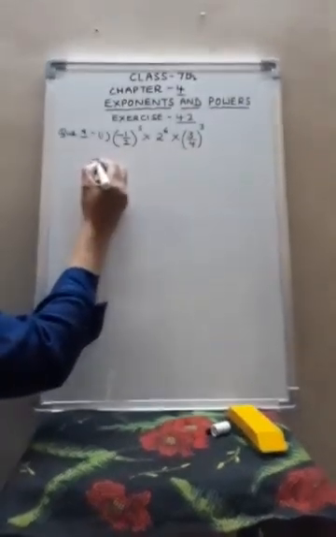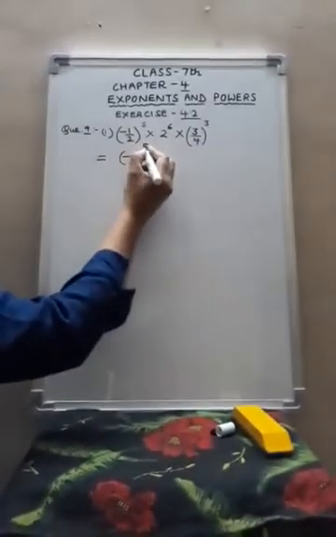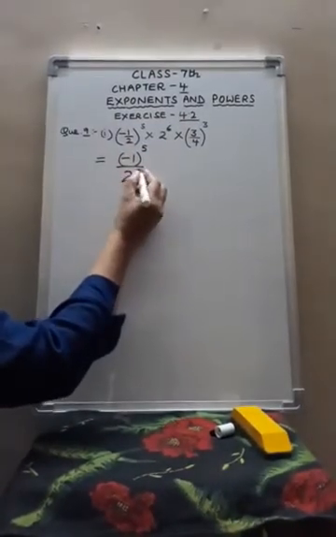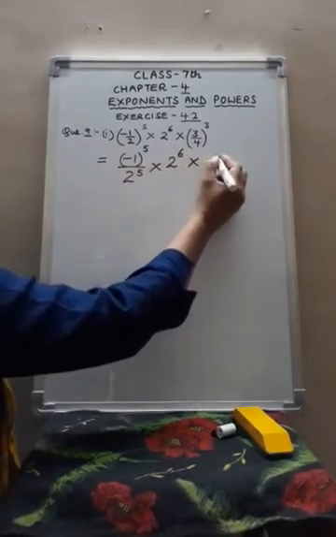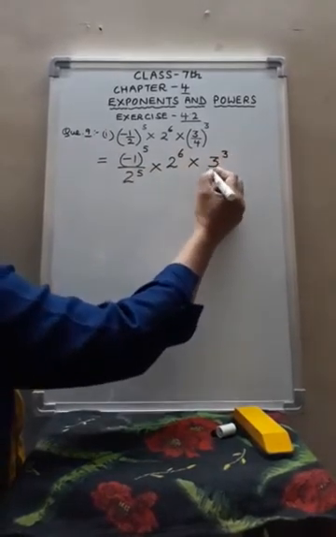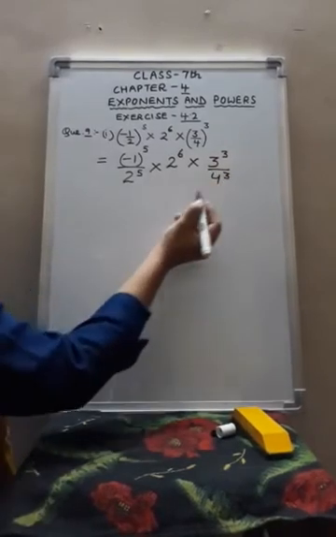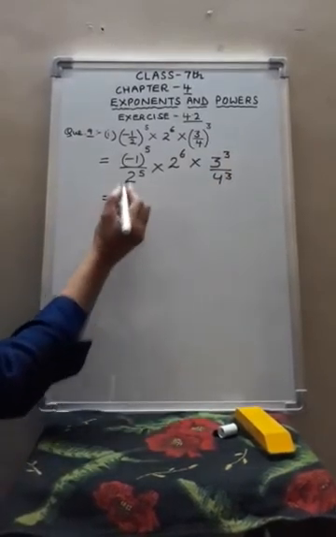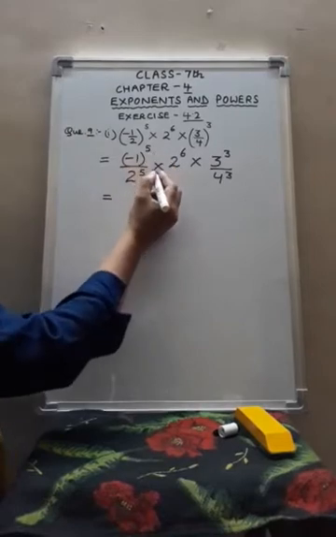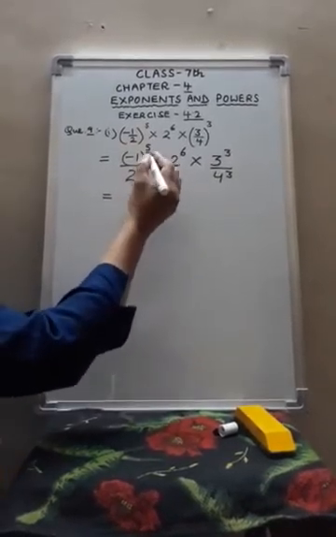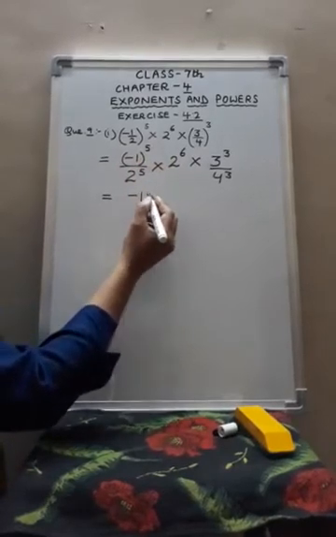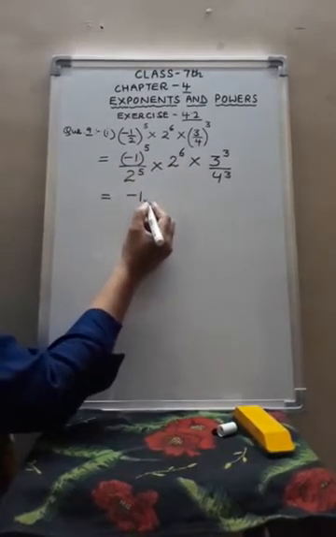3. As we know the law of exponents, it will become minus 1 to the power 5 upon 2 to the power 5, multiply by 2 to the power 6 into 3 to the power 3 upon 4 to the power 3. Now, you know minus 1 to the power 5 is minus 1 because 5 is an odd number, and if you multiply minus odd number of times, the answer will come in minus only.